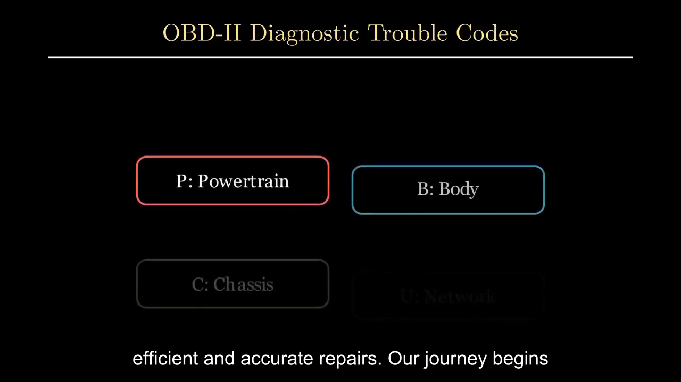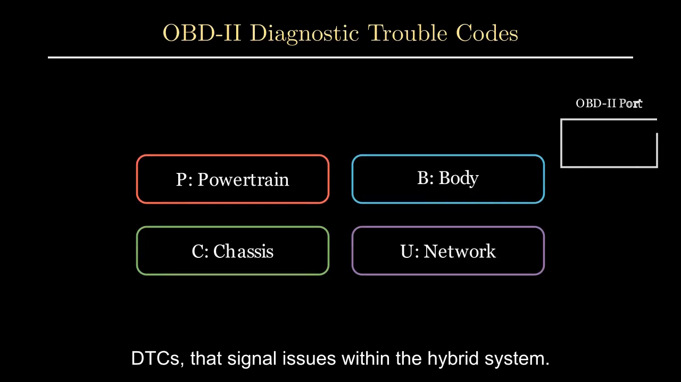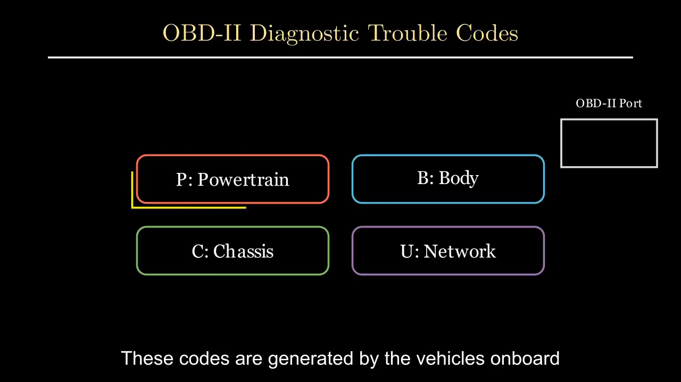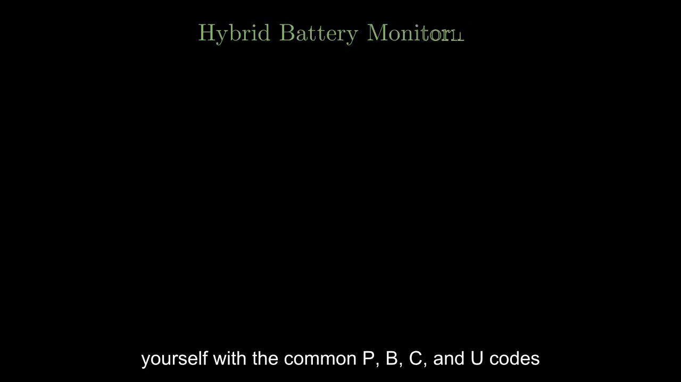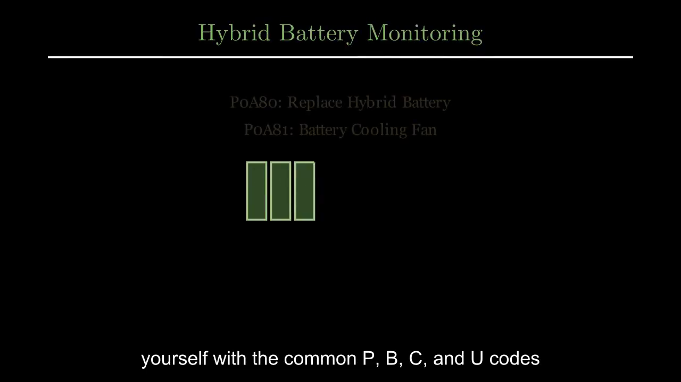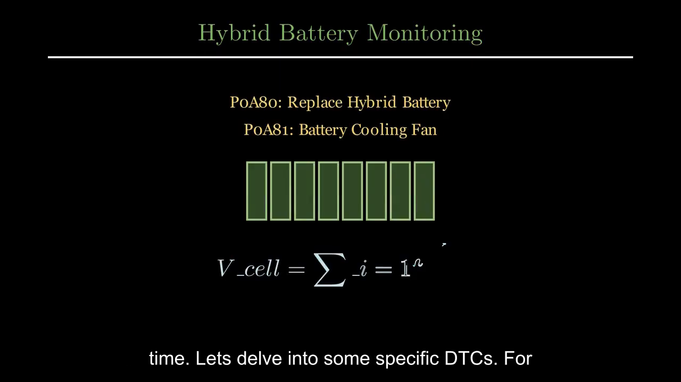Our journey begins with the fundamental diagnostic trouble codes, or DTCs, that signal issues within the hybrid system. These codes are generated by the vehicle's onboard diagnostics, or OBD-II, system and provide a starting point for troubleshooting. Familiarizing yourself with the common P, B, C, and U codes related to hybrid components will save considerable time. Let's delve into some specific DTCs.